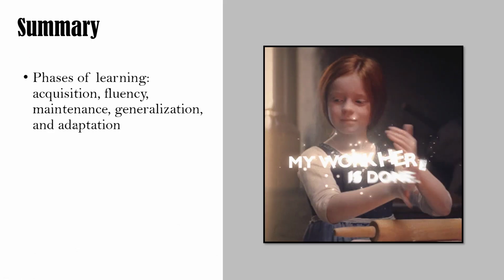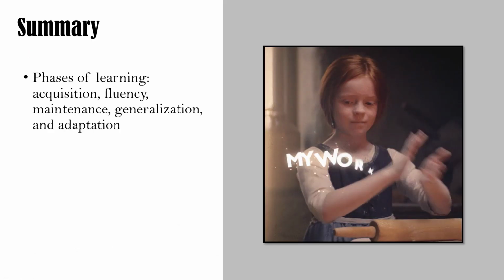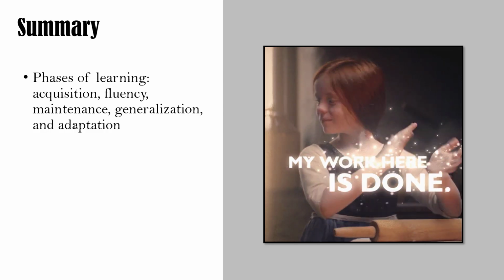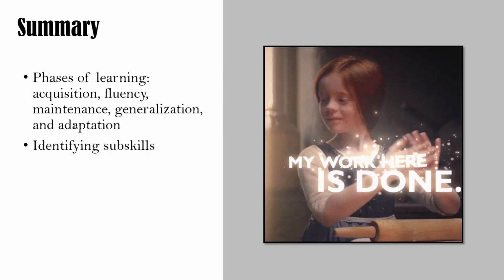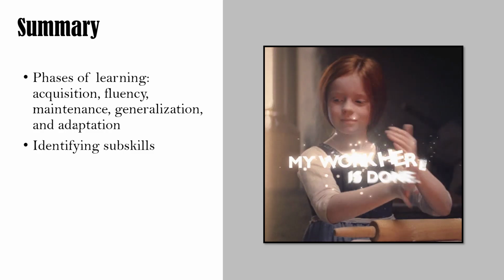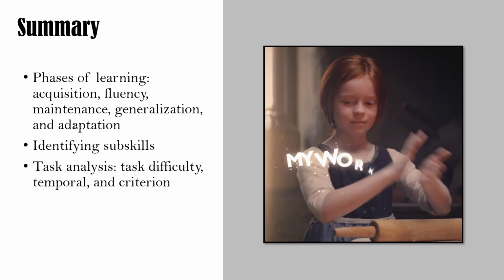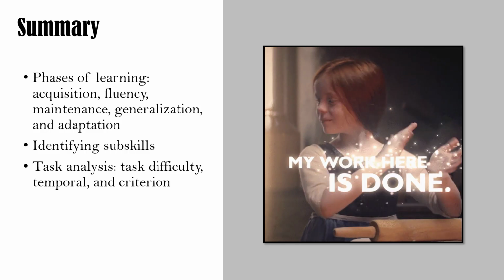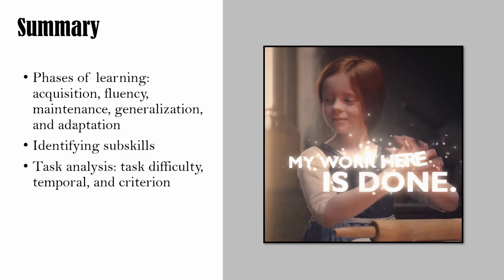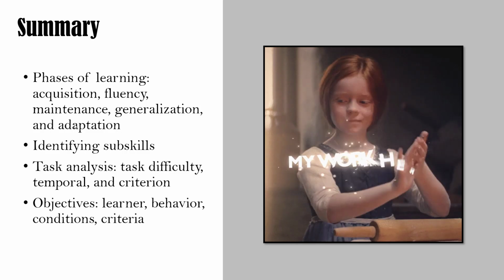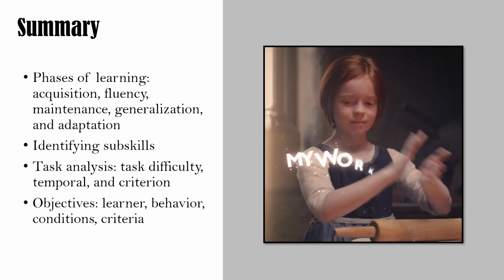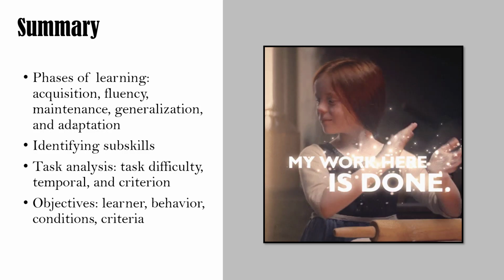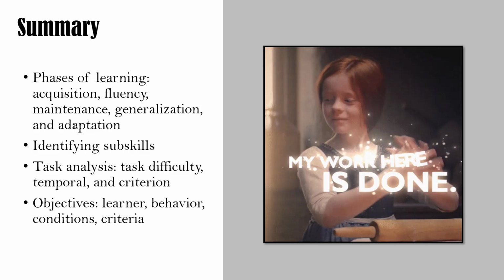All right, guys, so we talked about phases of learning. We talked about acquisition, fluency, maintenance, generalization, and adaptation phases. We talked about identifying sub-skills or those prerequisite skills. We talked about task analyses and the different aspects: task difficulty, temporal, and the criterion. And we talked about objectives and how to write them and the 4 components. They need to include the learner, the behavior, the conditions, and the criteria.